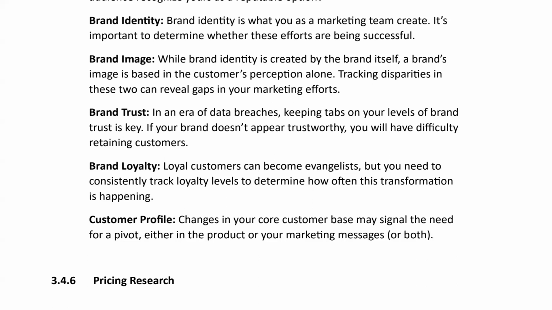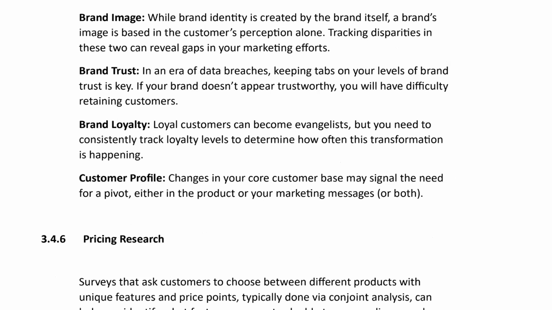this product that you're offering. Now, brand trust is also one of the things that we can measure through brand awareness, okay? For example, in these periods of data breaches, keeping tabs on your levels of brand trust is actually key. If your brand does not appear trustworthy, you will have difficulty retaining customers. So customers would want to test, is your brand really trustworthy?